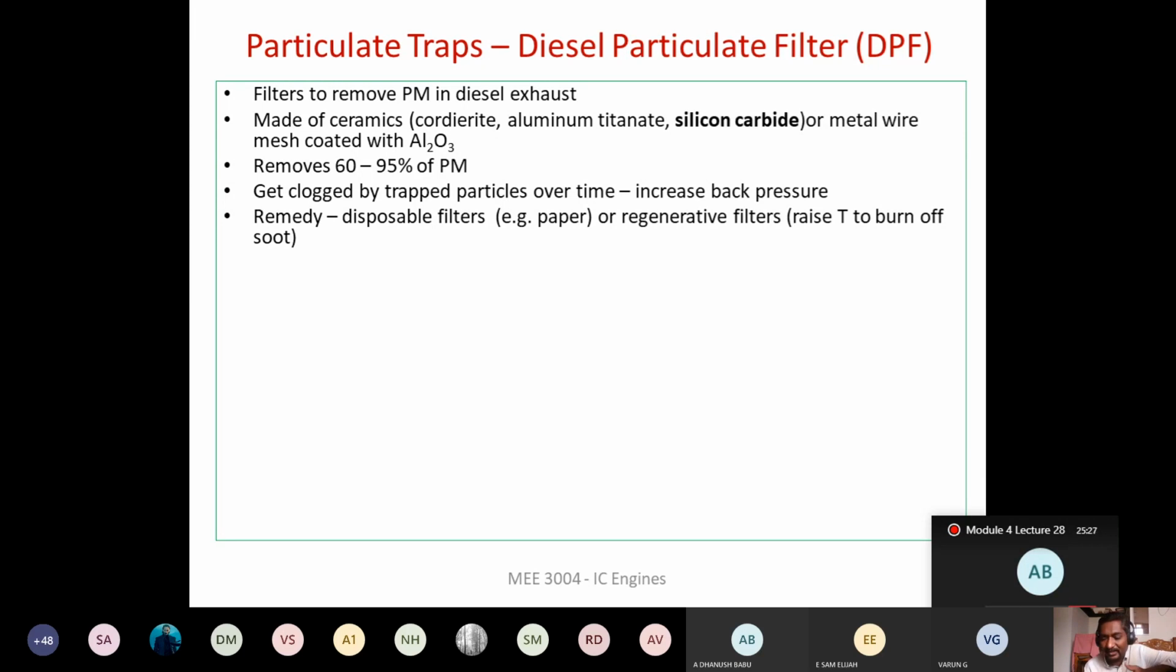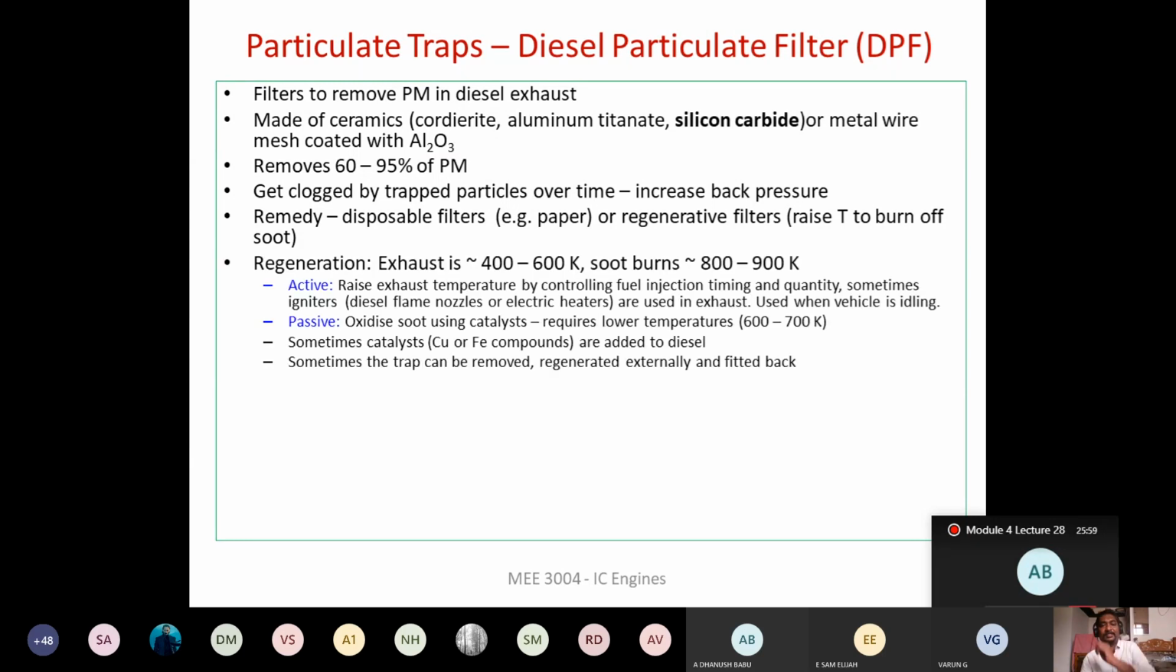Or the other option they have come out with is called the regenerative filter. These regenerative filters you don't need to replace. Instead, whatever soot particles or particulate matter have been absorbed are burnt completely by increasing the temperature. Okay, so regenerative filters are filters which burn the soot that is getting deposited by increasing the temperature. Now, this regeneration can be done in two ways. One is active regeneration and the other one is passive regeneration.